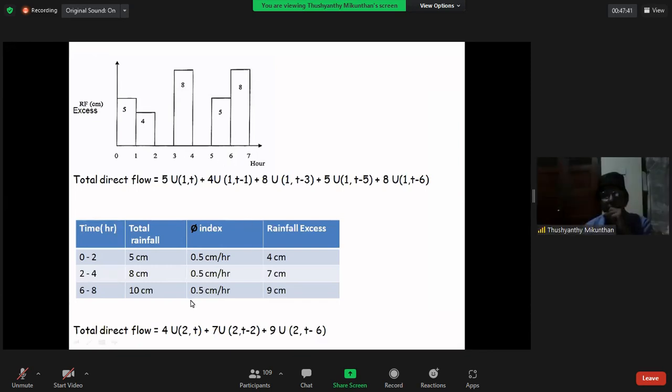Okay, then write the equation for this one, 0 to 2. Our total rainfall is given here in centimeters. In examinations we usually give it in centimeters, and the phi index in millimeters per hour, but here it is centimeters per hour. So total rainfall is given and the phi index is given. Estimate the rainfall excess, then write the equation.